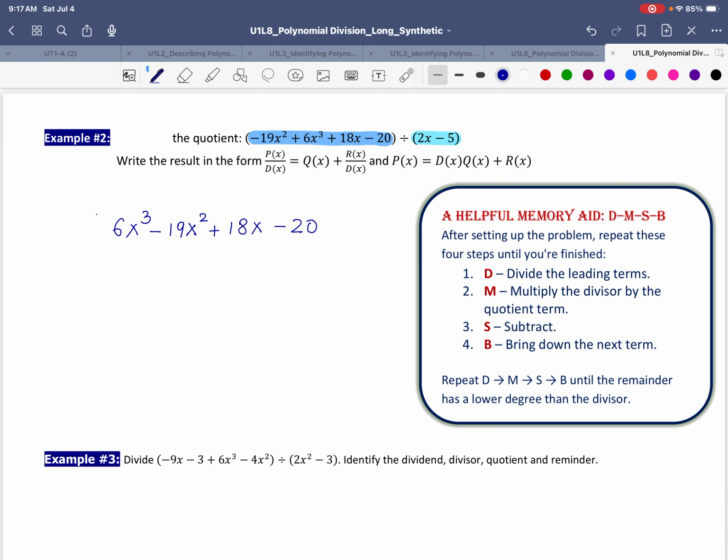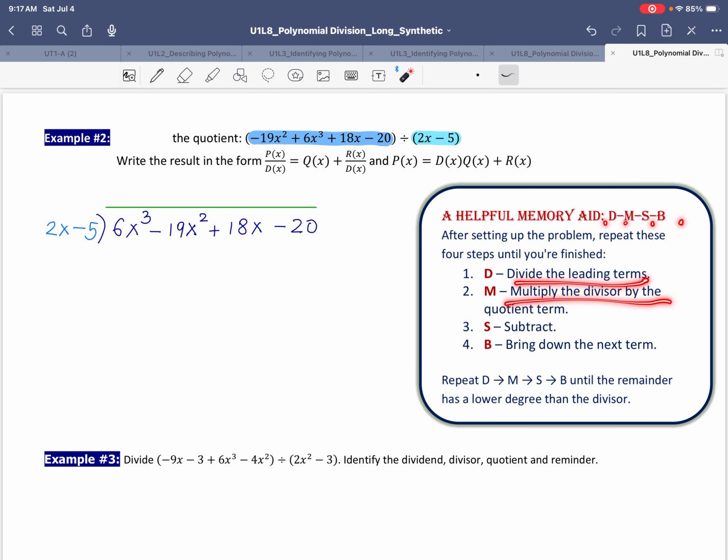We'll write the brackets. And now we're going to write the divisor of 2x minus 5, and reserve the spot for the quotient right above the dividend. Now, a helpful memory aid to use in polynomial division is what we call the DMSB: divide the leading term, multiply divisor by the quotient, subtract, bring down the next term. So if that is helpful to you, use it. If you remember the process, which is fairly easy and I gotta admit a little bit of fun, then just continue doing what works for you.